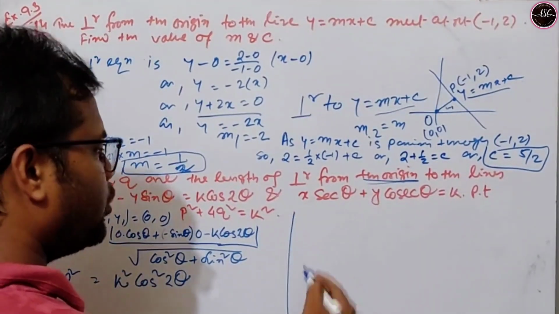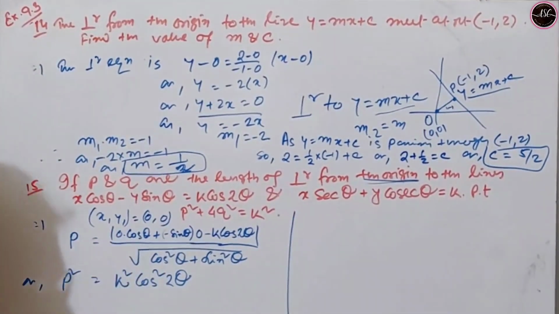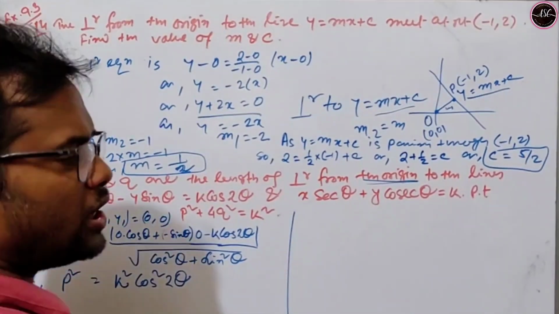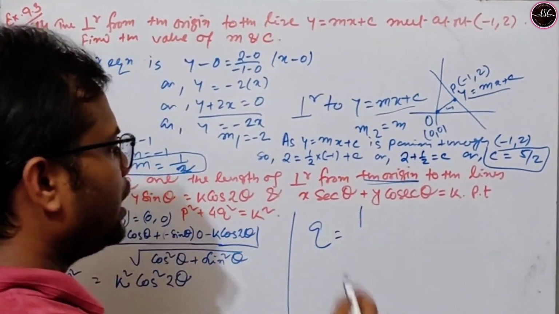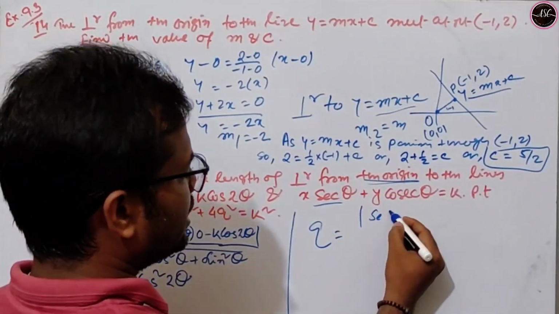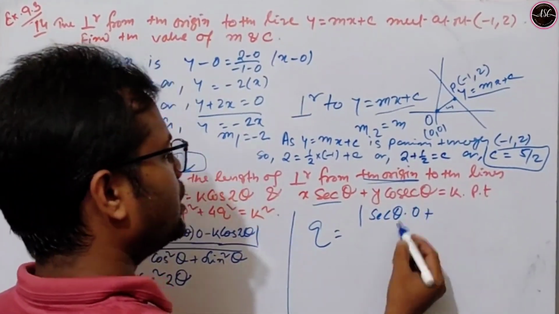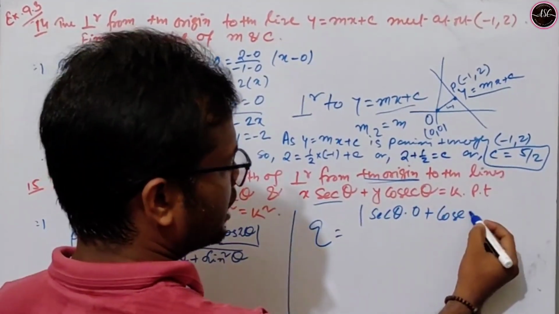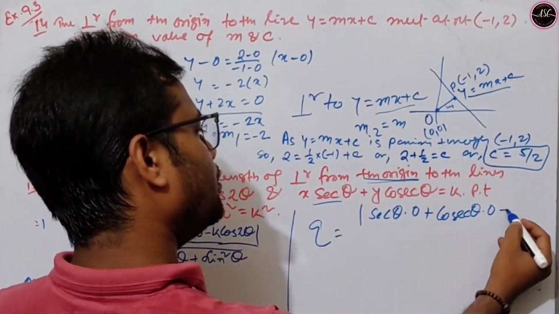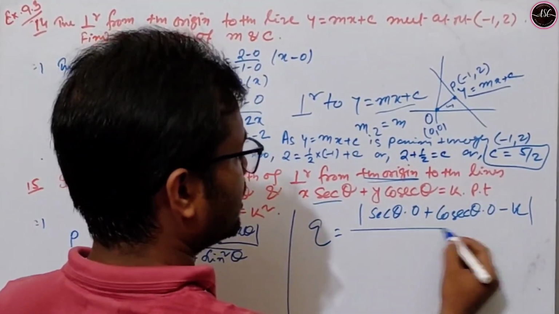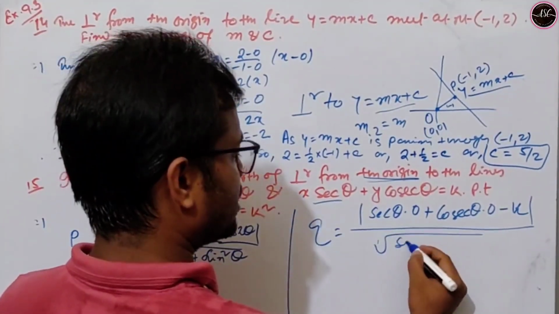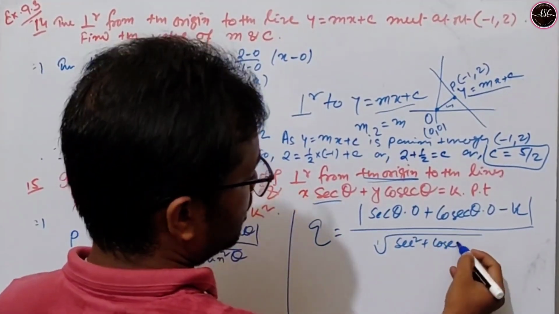Okay. Now for this line 2, here also x1 y1 equal to 0 0 as the perpendicular is from the origin. So here q equal to mod of (a into 0 plus b into 0 plus c), where a equal to sec theta, b equal to cosec theta, and c equal to minus k. So q equal to mod of minus k, divided by root of sec square theta plus cosec square theta.